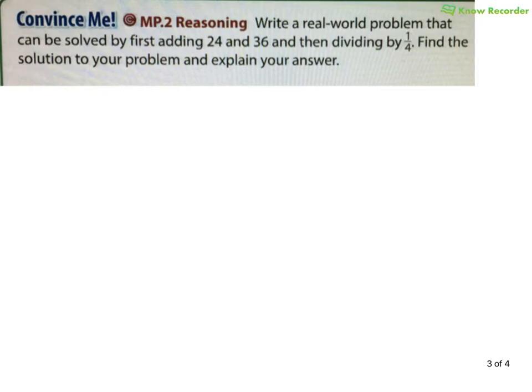Okay, so on this problem, they want me to write a real-world problem that can be solved using, first, adding 24 and 36. So when I write this, you're going to see that I'm going to use parentheses. Be reminded that parentheses mean you're doing this first. All right? Anything that's outside of it doesn't matter yet. And then dividing it by 1/4. Now, I'm not going to write down all this in words because there's no fun in watching someone write words, so I'm just going to talk about it and then solve it for you.